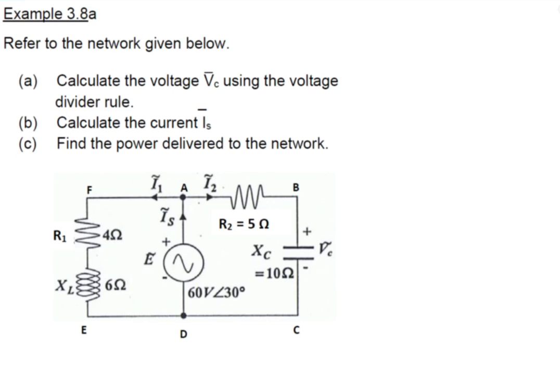In this video, we want to look at example 3.8a, which is found in your lecture notes, topic 3. The questions read as follows. Refer to the network given below. A. Calculate the voltage VC using the voltage divider rule. B. Calculate the current IS, the source current coming out from this voltage source, and find the power delivered to the network. That means how much power comes into here and how much power comes into here.